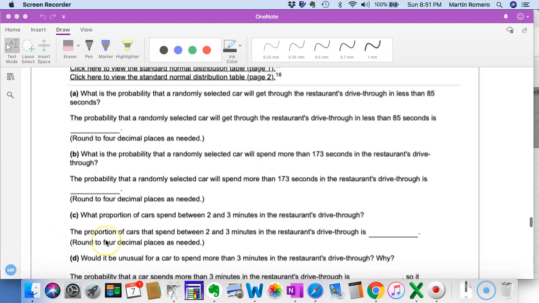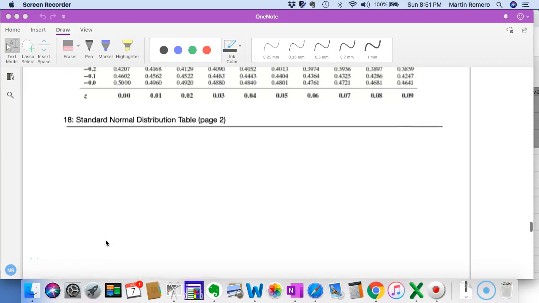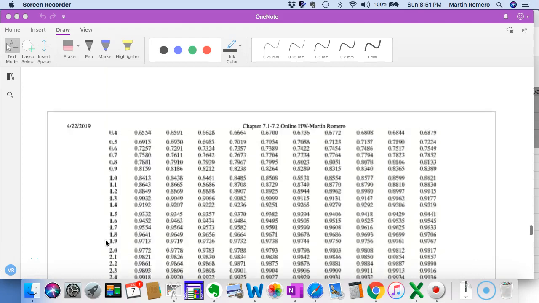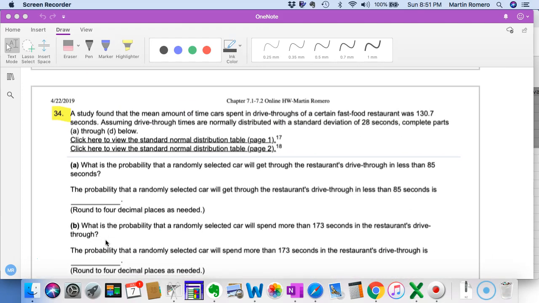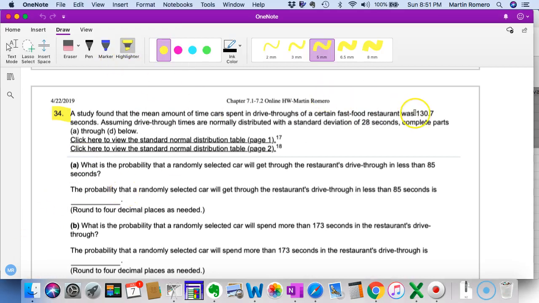Let's go ahead and take a look at 7.2.40 using the normal calculator. And here's a real-world situation where data has been collected. We know the average amount of time a car spends at a drive-through is 130.7 seconds. And then after the data has been collected, we also know the standard deviation is 28.